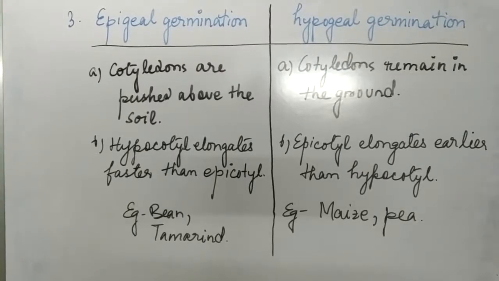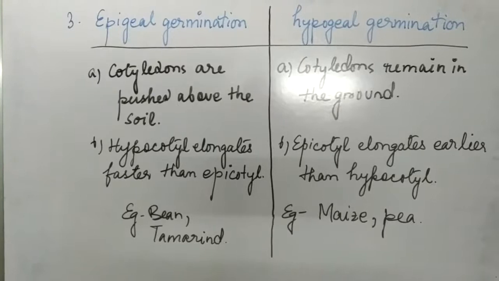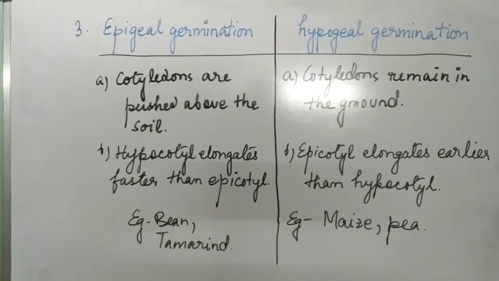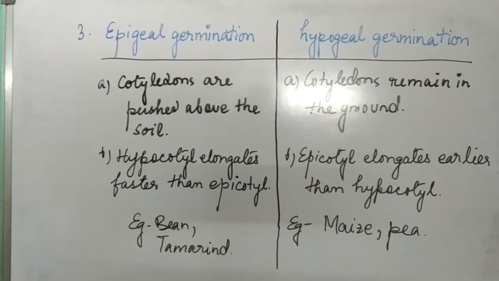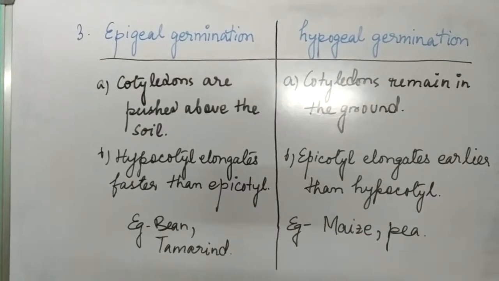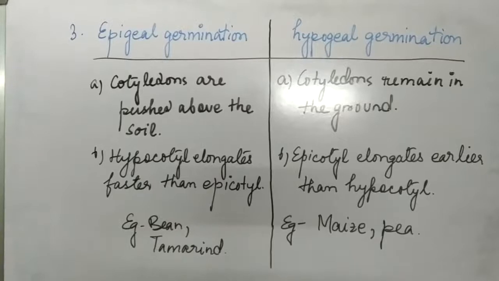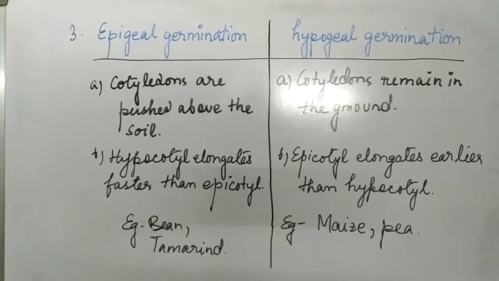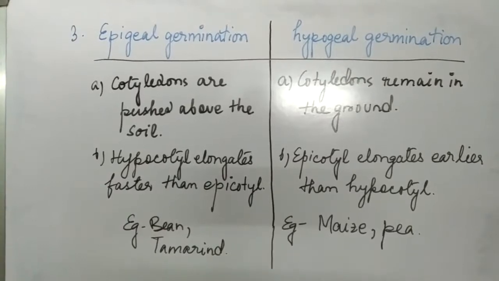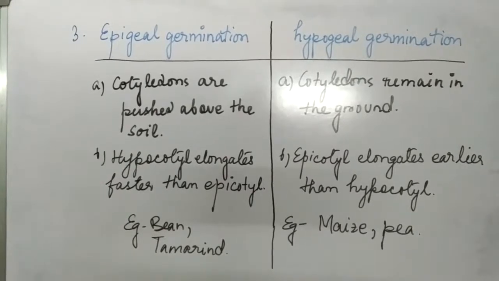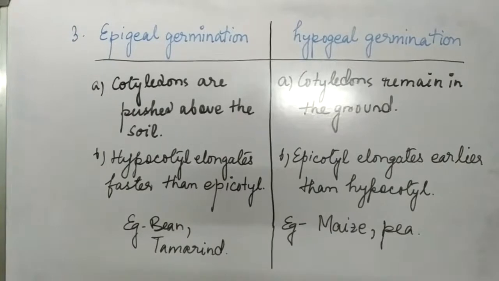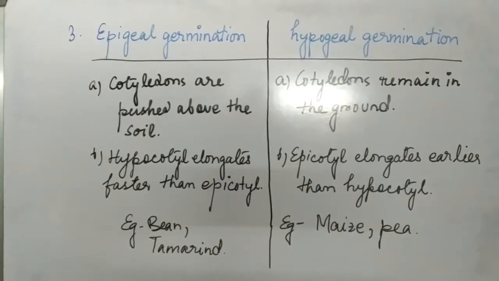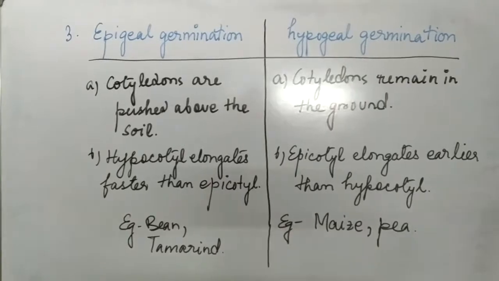So students, I already told you, hypocotyl means the region of the embryonic axis towards the radicle, and epicotyl means the region of the embryonic axis towards the plumule. So whichever elongates faster, that is why. Next, in epigeal germination, the examples are bean and tamarind, whereas in case of hypogeal germination, the examples are maize, pea, and so on.